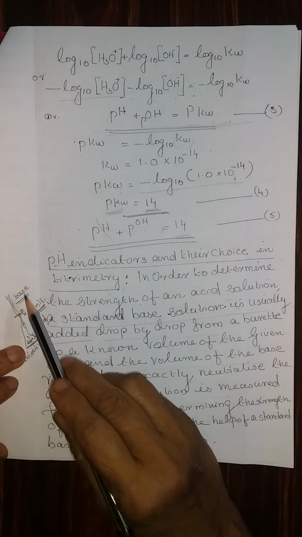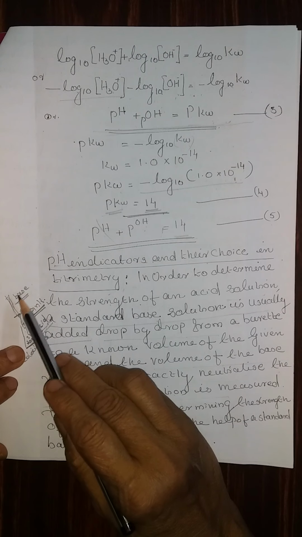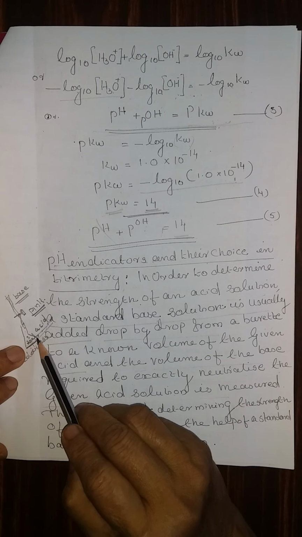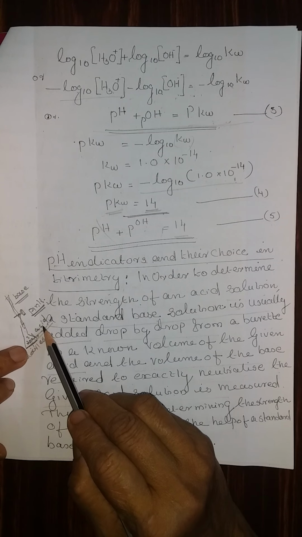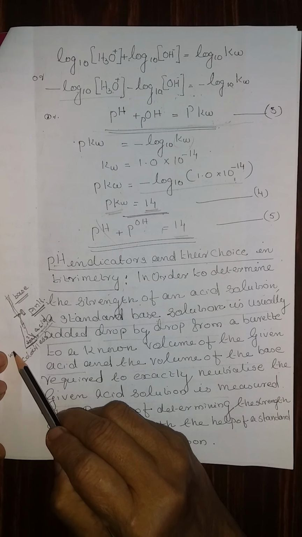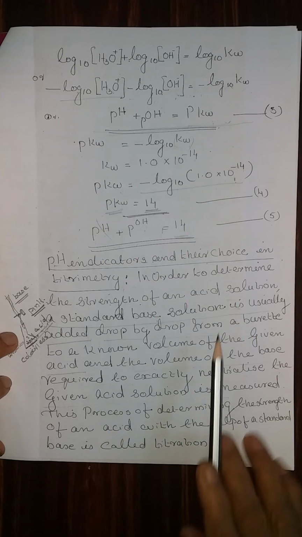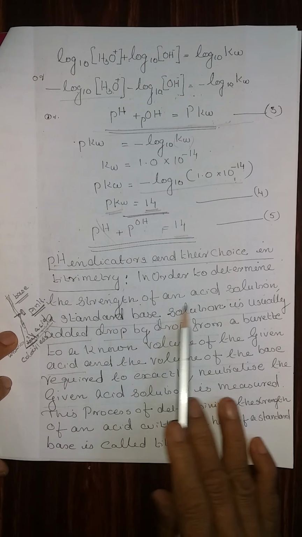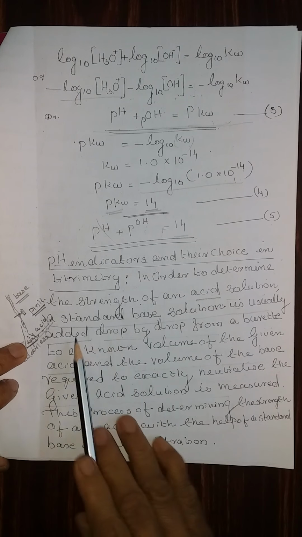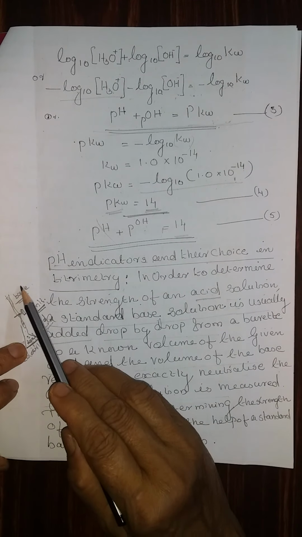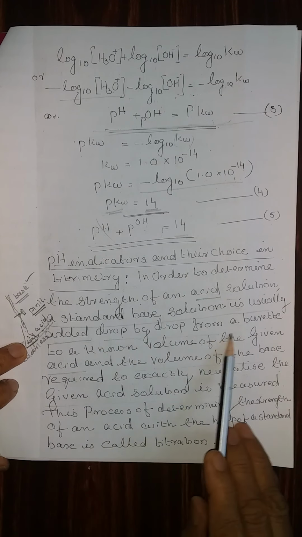Then by calculation we can find out the strength of the unknown solution. Of this base and the acid, one will be of unknown strength. For example, if you have to determine the strength of the acid, that is the unknown strength. By means of this titration, you can find out the strength of the acid. In order to determine the strength of an acid, the acid is of unknown strength, and a standard base, whose strength is already known, is usually added drop by drop from a burette.